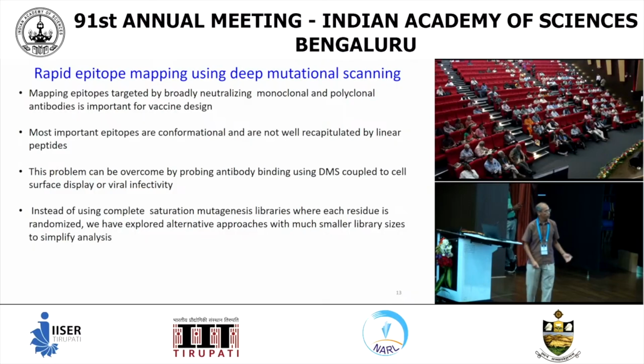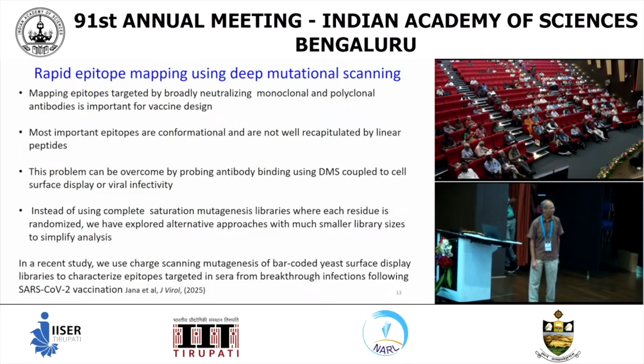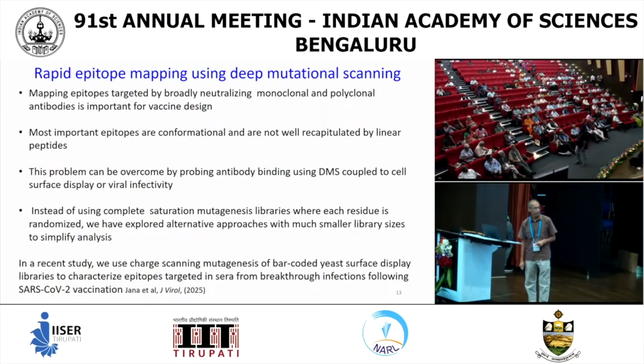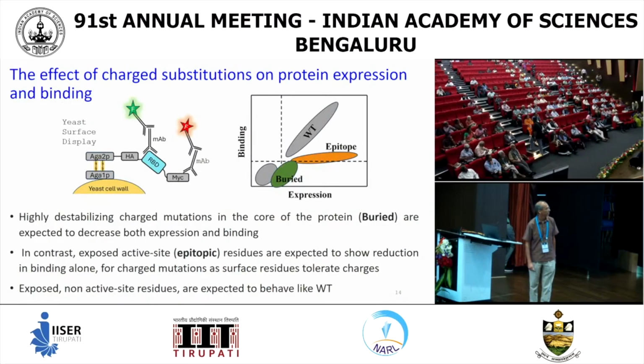So what we do is we make a library where we put these charges at all different positions on the surface of the protein, and we see which of these surface mutations have disrupted binding to sera. We can do this very rapidly by using the next generation sequencing technology that I talked about, and that allows us to characterize the regions on the protein that are targeted in actual human sera.